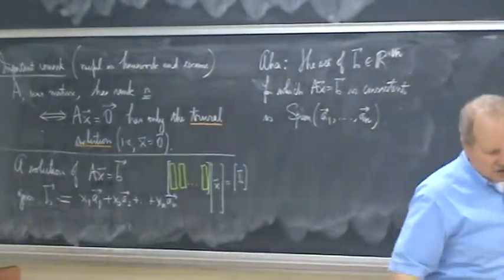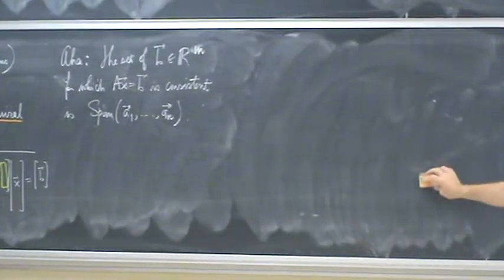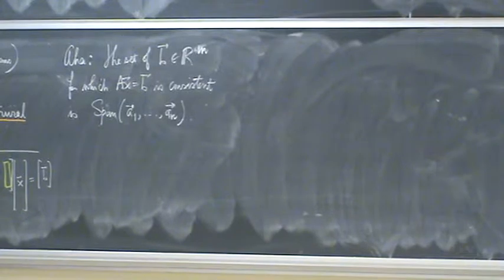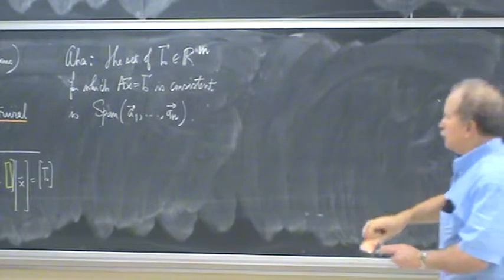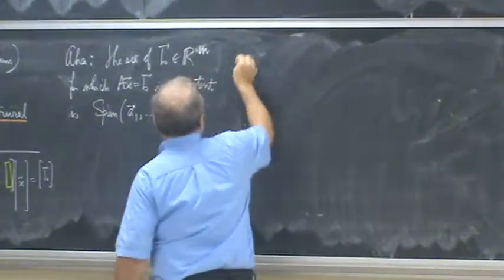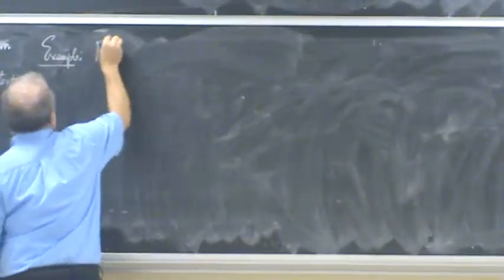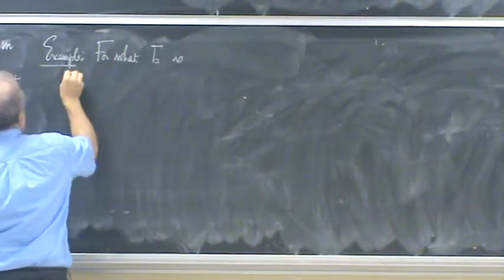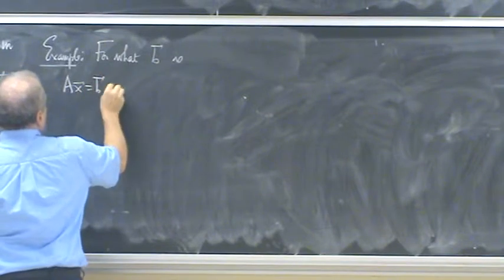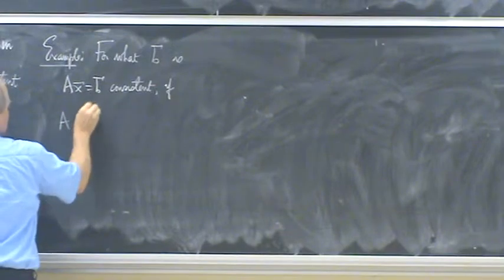So I'm now going to show you a concrete application of this. Any questions? So, example. For what vectors b is Ax equals b consistent if I give you the following matrix A?